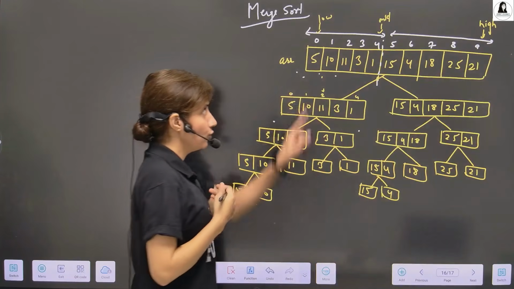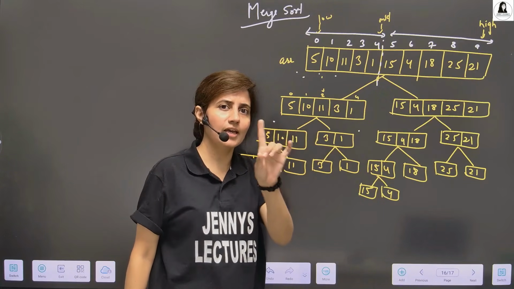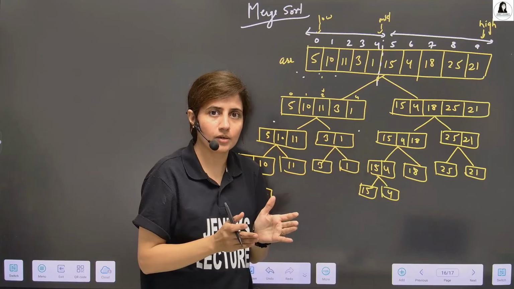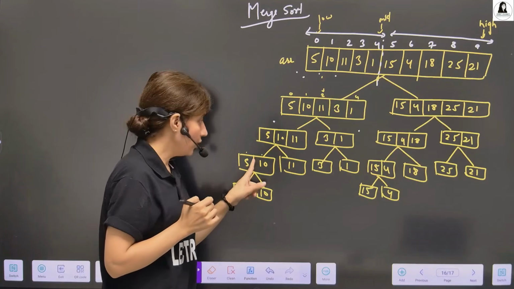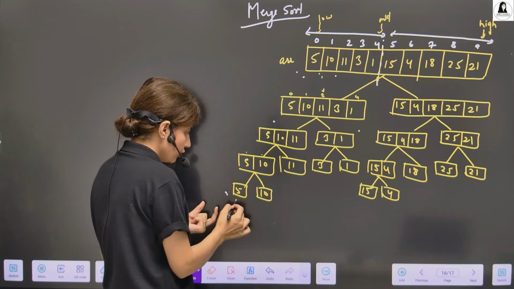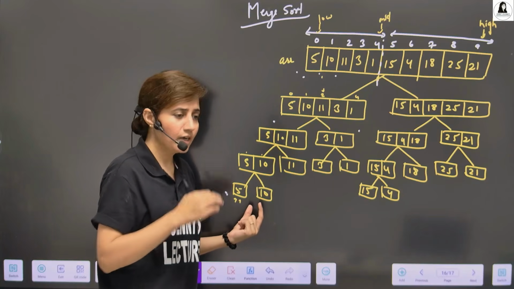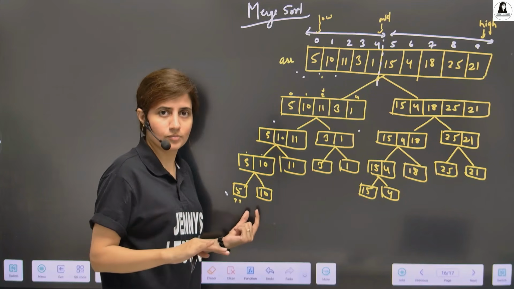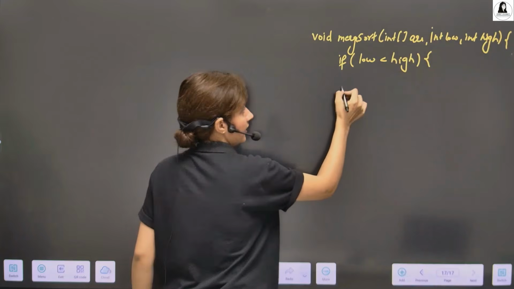If low is less than high, it means there is more than one element in that list, so we can divide. See, for this list, low is here, high is here. Low is less than high. Yes, so we keep dividing. But for this list, low is also here, high is also here. Low is not less than high, meaning we cannot divide further. Stop. So first you have to put one condition: if low is less than high, then we keep dividing.